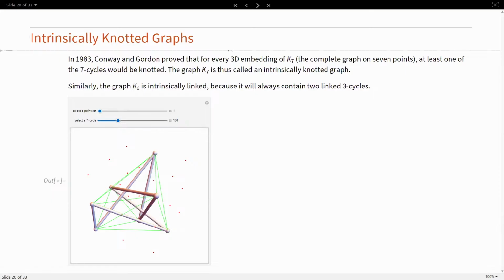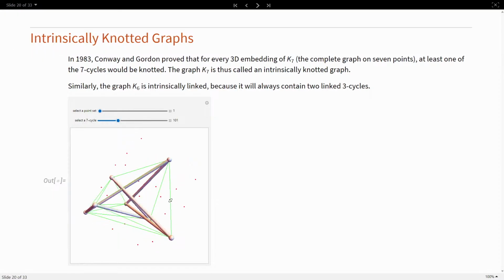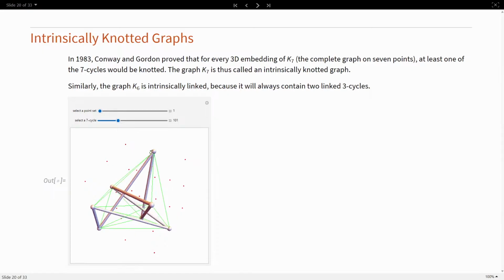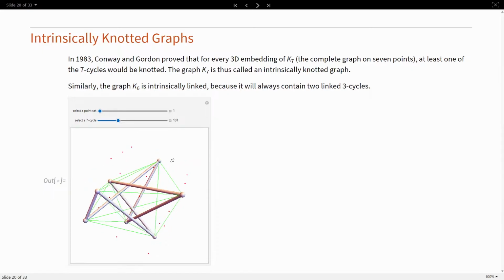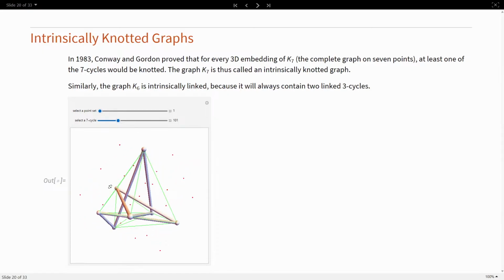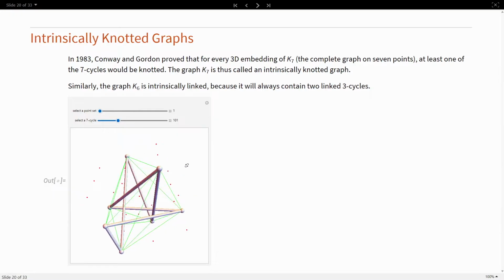One thing I mentioned for Conway is that 7 points, if they're in the standard position, and that means there's no 4 points on a plane, and also no 3 points on a line. If the points are in the standard position, then at least one of the 7 cycles is knotted. So here's some examples of 7 points in the standard position, and these are minimal integer coordinates.